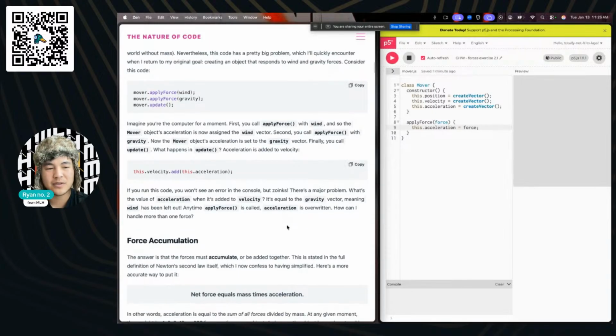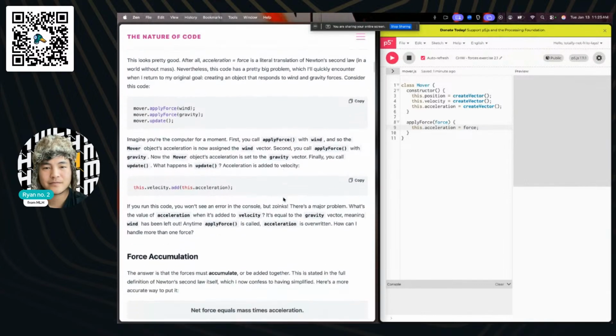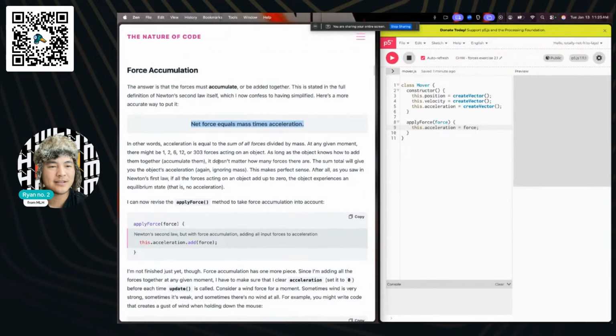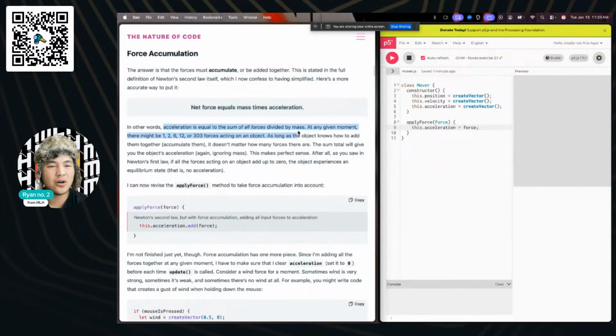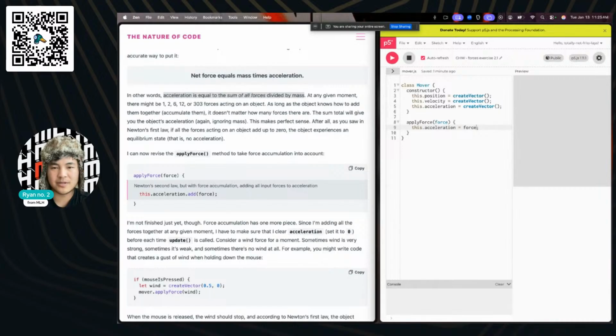So what we need to do is find a way to accumulate force. And I have a sneaking suspicion that that is going to be by multiplying forces to the existing acceleration as opposed to replacing the existing one. Net force is equal to mass times acceleration. It is the sum of all forces divided by its mass. And so we can take this to update our function. This dot acceleration dot add force. I guess I was saying multiplication. I should have said addition. Oops.